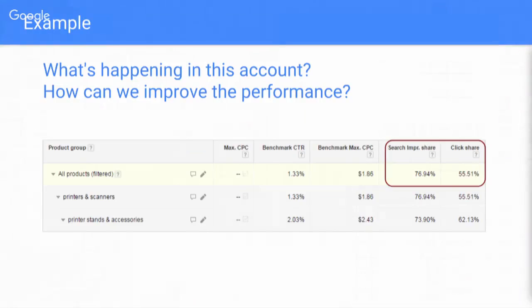Great. So here's an example. What might be wrong with this picture? What might jump out as a little bit strange? As you can note, the search impression share is about 20% higher than the click share. This may occur if we have a structure that is not fully optimized. The PLAs are showing a good amount, however, people tend to not really be clicking on them.